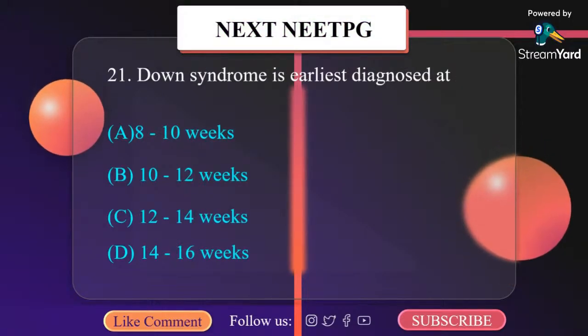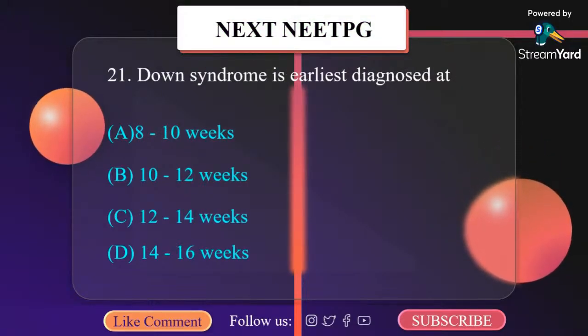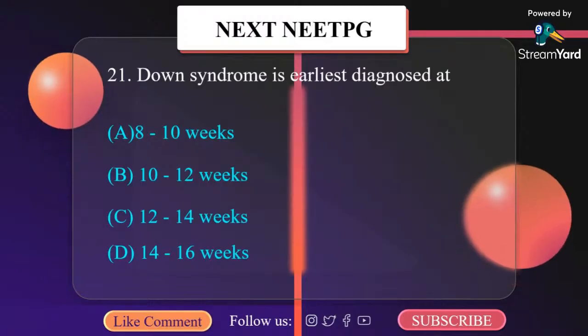Down syndrome is earliest diagnosed at A. 8 to 10 weeks, B. 10 to 12 weeks, C. 12 to 14 weeks, D. 14 to 16 weeks. It is 10 to 12 weeks.